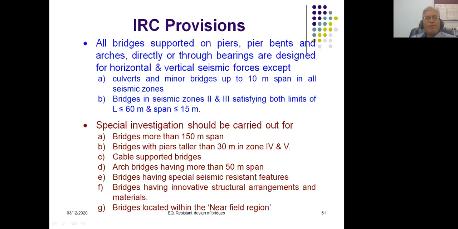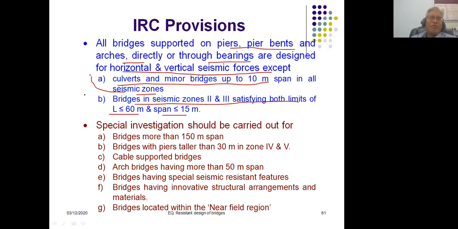All bridges supported on piers, pier bents, and arches, directly or through bearings, are designed for horizontal and vertical seismic forces, except culverts and minor bridges up to 10 meters span in all seismic zones. Here the relaxation is given, right? And for bridges in seismic zones 2 and 3 satisfying both limits, if the length of the bridge is less than 60 meters and the individual span is less than 15 meters, then the earthquake forces need not be considered. Otherwise, for all the rest of the cases, there is a need to consider the horizontal and vertical seismic forces, right?